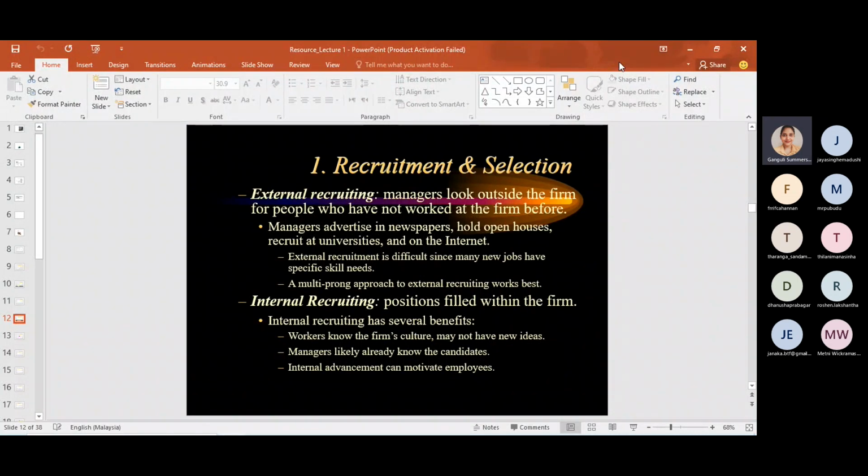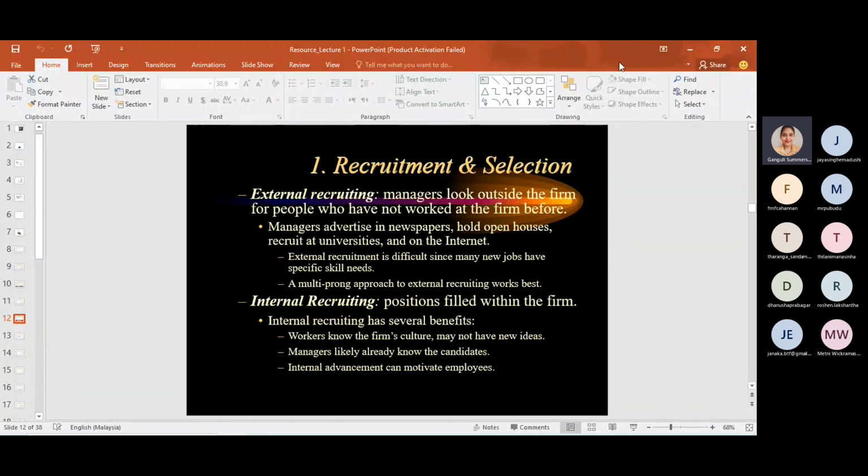Okay, so when you do external recruiting, the managers are the ones who recruit. They advertise the job vacancies in newspapers, hold open houses, and sometimes they recruit at universities and also on the internet.